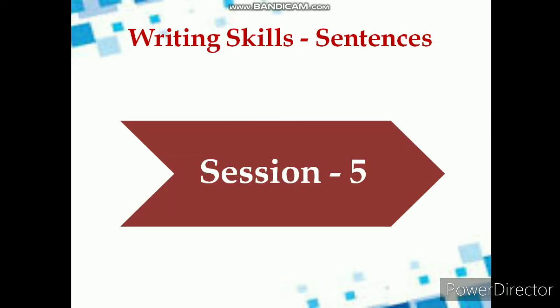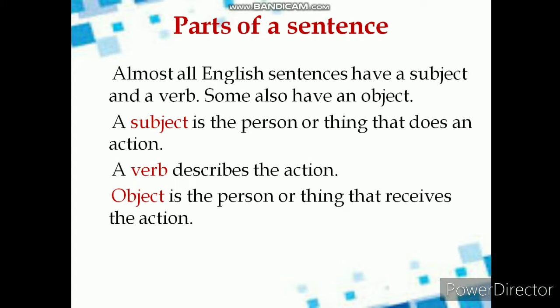So let's get started. Session 5, Writing Skills: Sentences. As you have learnt in English classes, almost all English sentences have a subject and a verb. Some sentences also have an object. A subject is the person or thing that does an action. A verb describes the action. An object is the person or thing that receives the action.